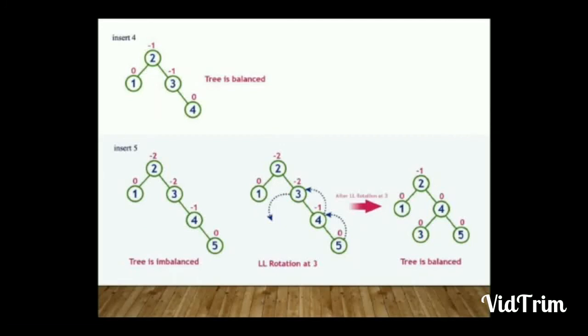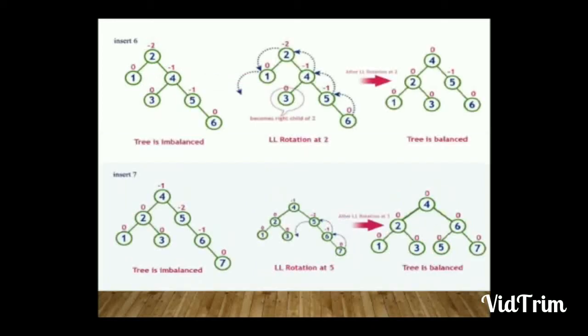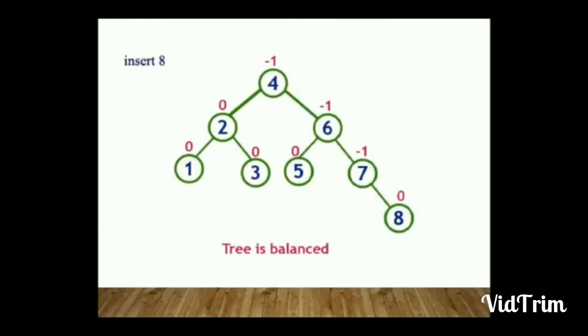When we insert 5, the balance factor becomes -2, which is not acceptable. So we perform the left rotation again and the tree is balanced. In the same way, we insert 6, 7 and 8. In this figure, you can see how the tree is balanced as it has either -1 or 0 values as its balance factor.